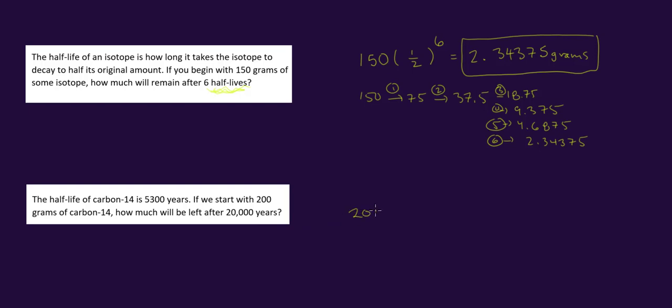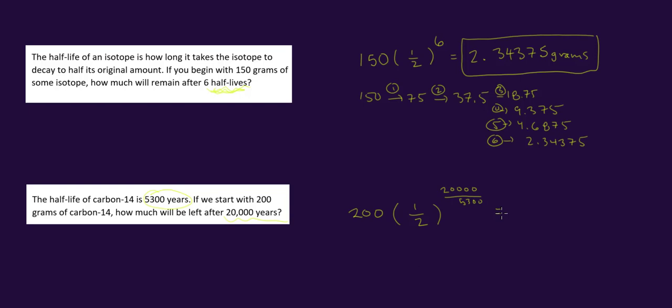In this problem, we're starting with 200 grams. We again have a half-life representing decay. But what was sneaky about this one is that 5,300 is not a factor of 20,000. So 20,000 doesn't divide in evenly. So to figure out how many half-lives have passed, it's going to be more than 3 but less than 4. The way you figure this out is you say that there were 20,000 years that have passed, and the half-life is 5,300.